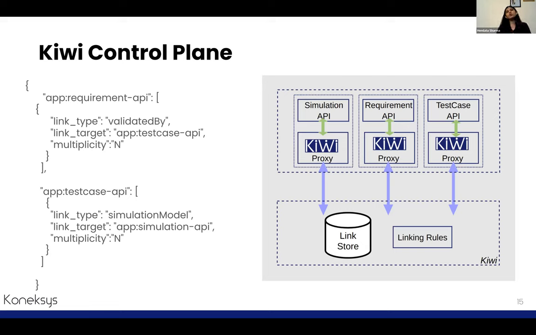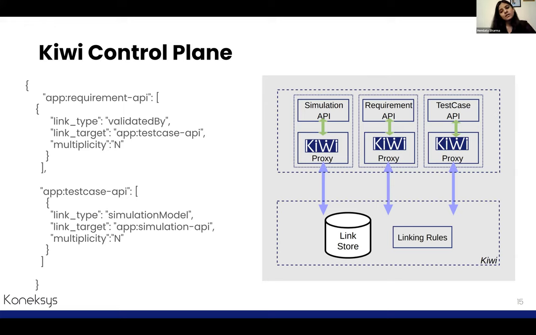Now, earlier I said that the Kiwi proxy creates a link and the Kiwi proxy reads from the link store, but that is not entirely true. Whenever Kiwi proxy realizes that it has got a linking request or a link discovery or link creation request, it forwards it to the Kiwi control plane. That is the Kiwi command center here. And if the Kiwi control plane gets a link creation request, then the Kiwi control plane creates the link if and only if it is within the linking rules.